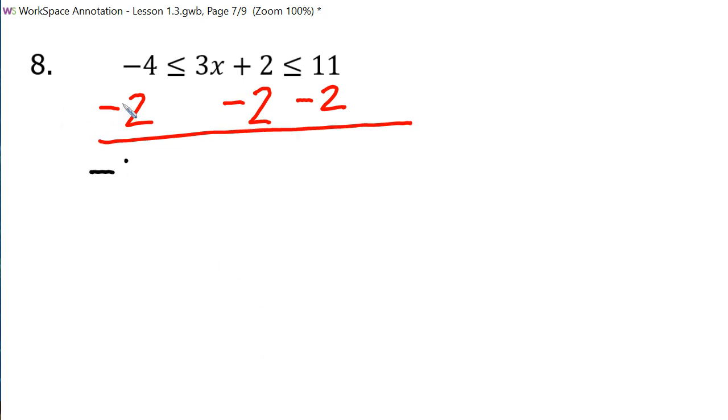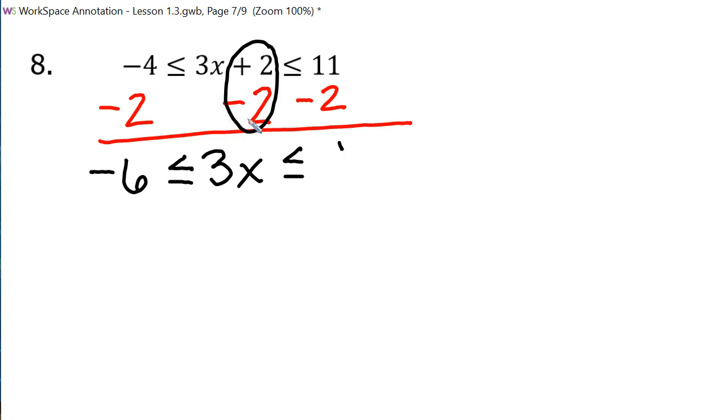Negative 6 is less than or equal to 2x. Positive 2, negative 2 is a 0 pair. Bring down the less than or equal to, and 11 minus 2 is... Oh, that wasn't a 2x. What was in the middle? 3x. Don't change things. That was a 3x, so keep it a 3x. And 11 minus 2 is 9.